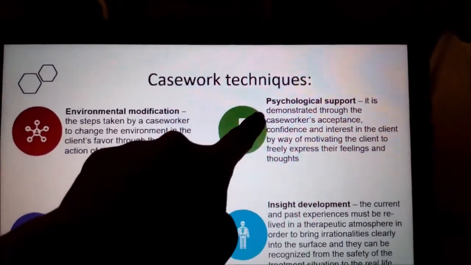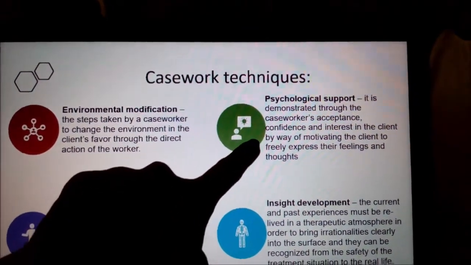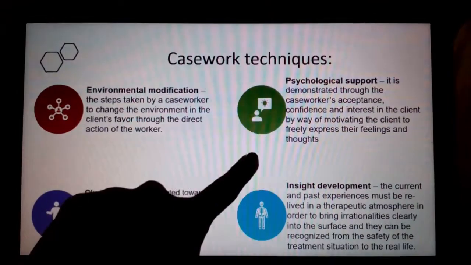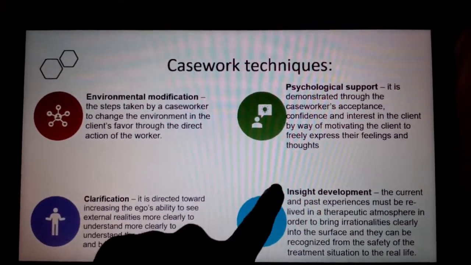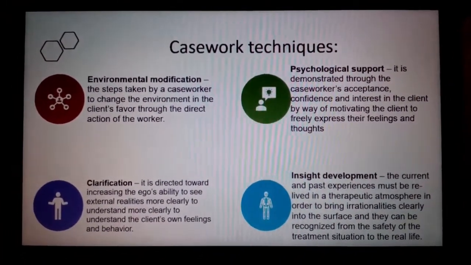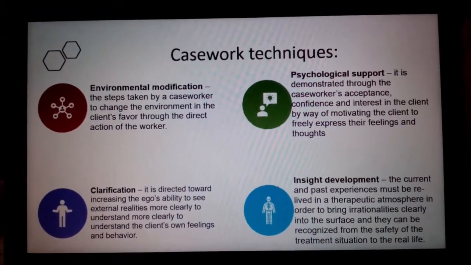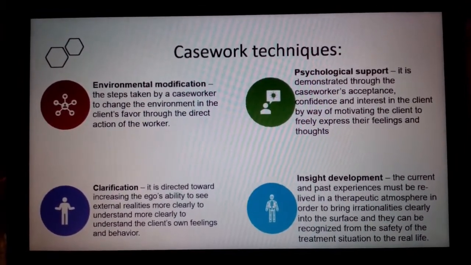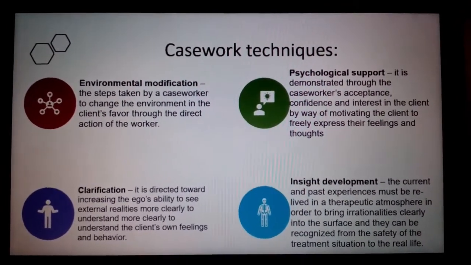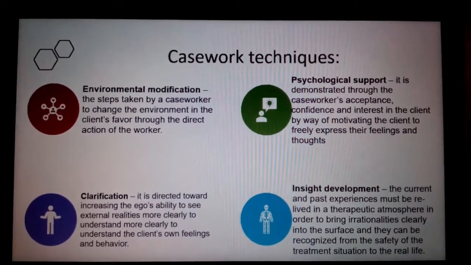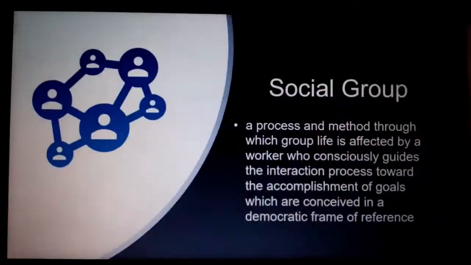And then, psychological support is all about the behavior, the confidence, the interest of the client. And then, the insight development is comparing the present and the past experiences. So, in order to bring a good atmosphere and treatment of the situation. So, there's the 4 example of social casework techniques.